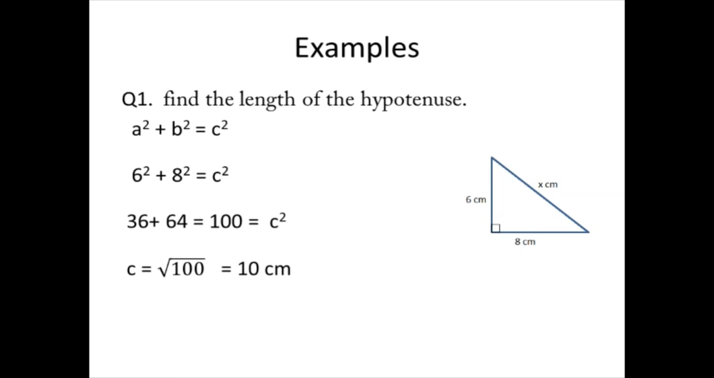Now we can compare it. The other two sides are less than the hypotenuse. Yes or no? Yes. 6 is less than 10 and also 8 is less than 10. So this one should be the longest side. The hypotenuse is the longest side of this right angle triangle. Okay. Next.